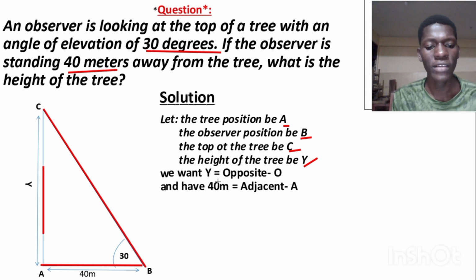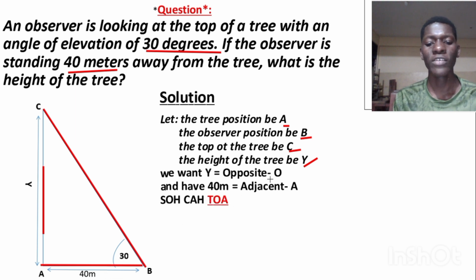And we were given what? The adjacent. That's the distance that we're given. So it's adjacent to this angle. So this 40 meters is adjacent to this angle, so it is adjacent. So you're looking at having O and A. Looking at SOHCAHTOA, where can you find O and A? You see that you find it in tan. O and A, that's opposite and adjacent.